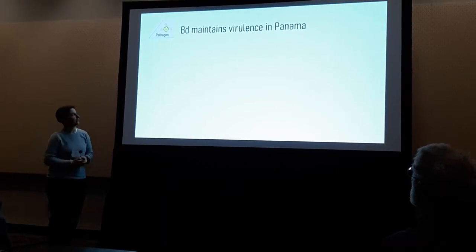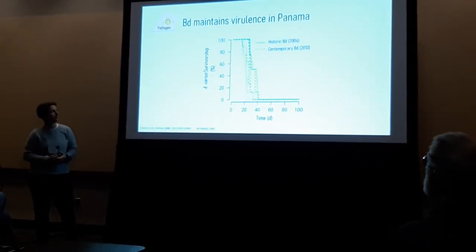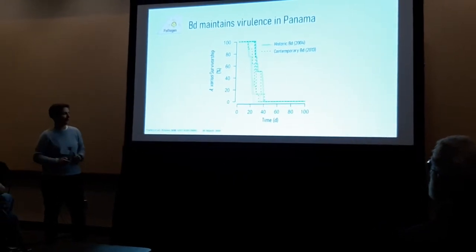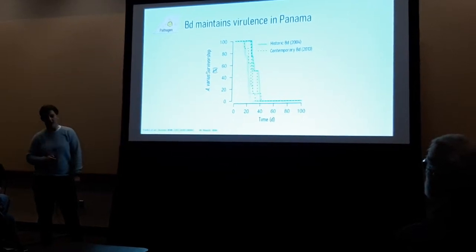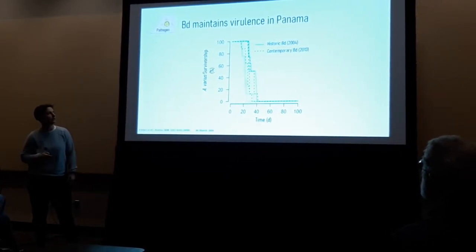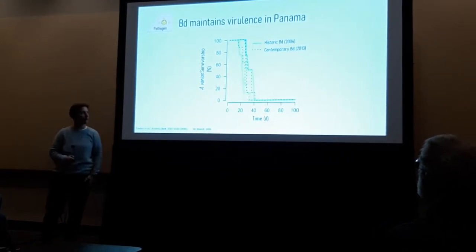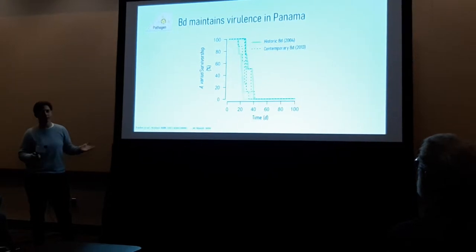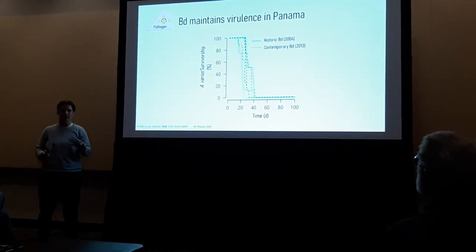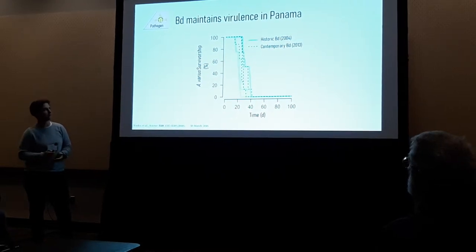And so we know from studies done in the lab that BD is still virulent in Panama. So we're looking at a survival curve here, testing Atelopus varius that have been infected with BD that was collected either at the height of the outbreak in 2004 or in more recent years in 2013. We see no difference in the curves, so this is telling us BD is still as deadly as it ever was. Doesn't seem to be a lot of changes there.